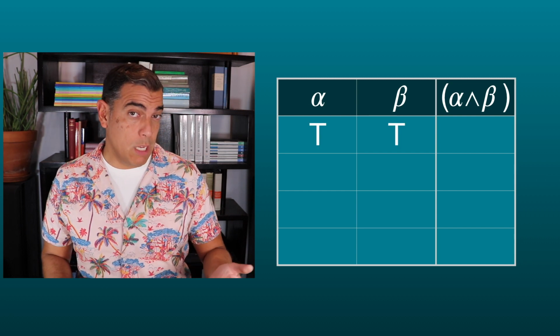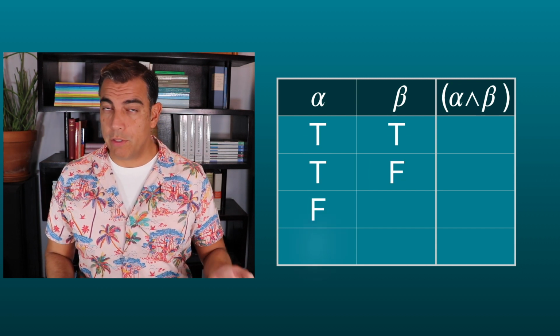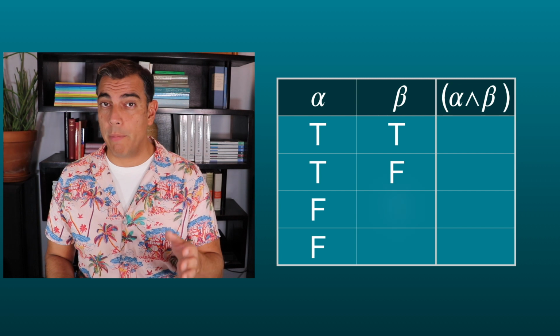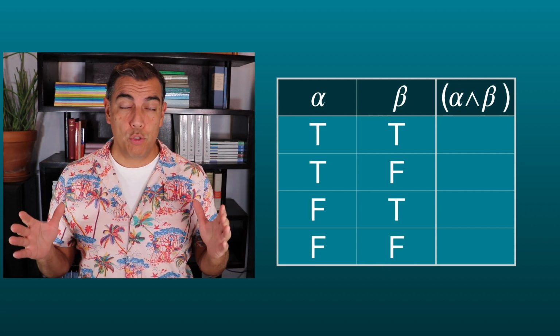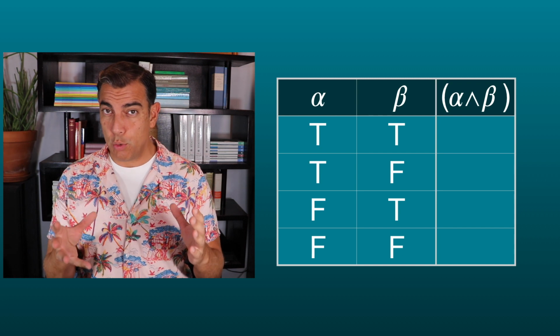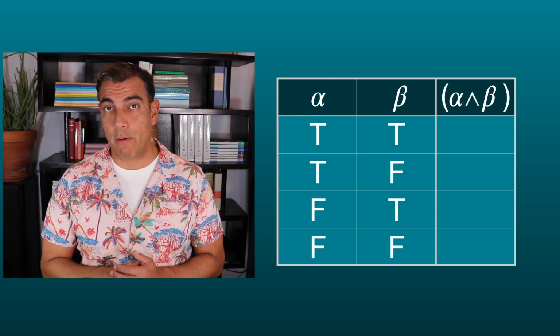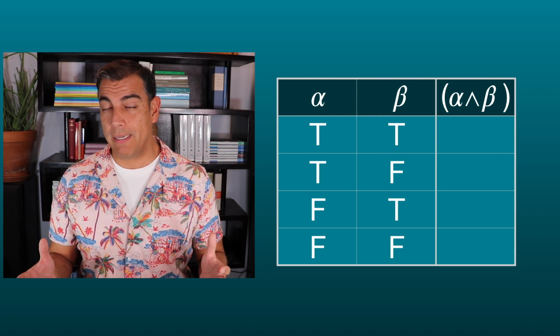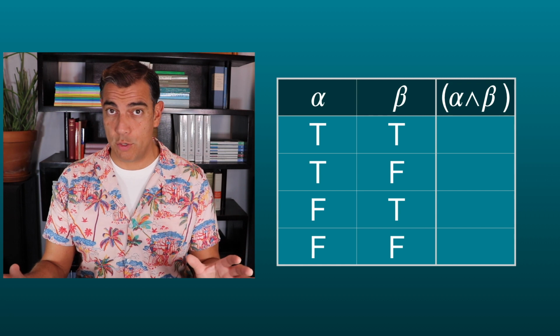But it's also the case that when alpha is true, beta could be false. And we also know that alpha can be false. And again, when alpha is false, we know that beta could be true or beta could be false. And these are all the possible truth value combinations for these two well-formed formulas. In an upcoming video, I'll explain how to figure out how many different possible combinations you can get when you add new well-formed formulas. But for right now, this is all we need to concern ourselves with.